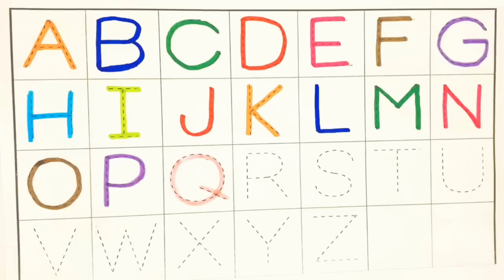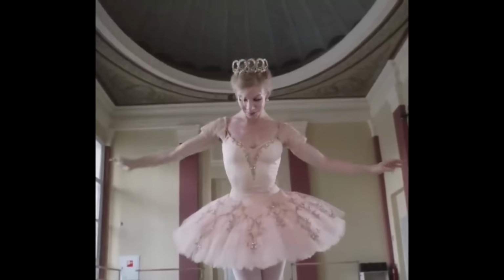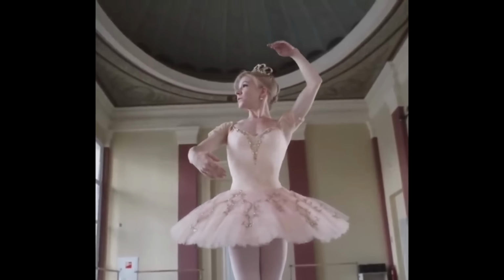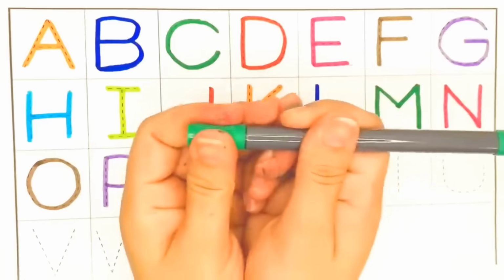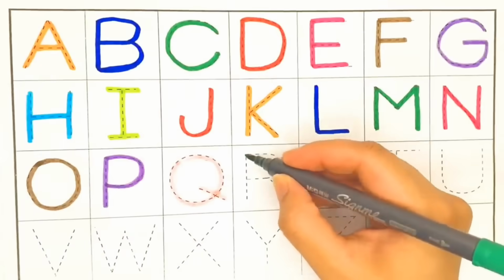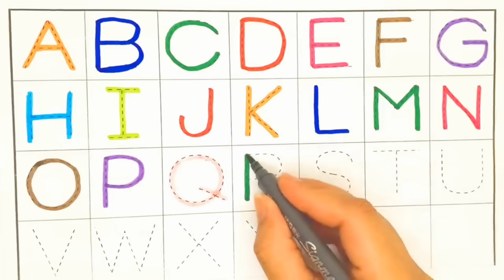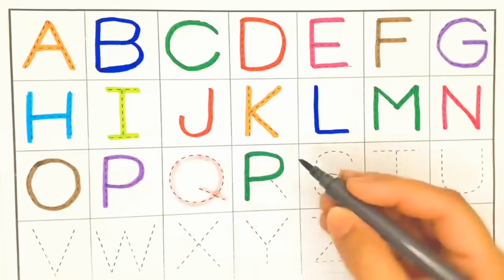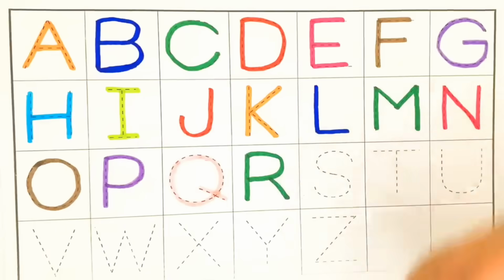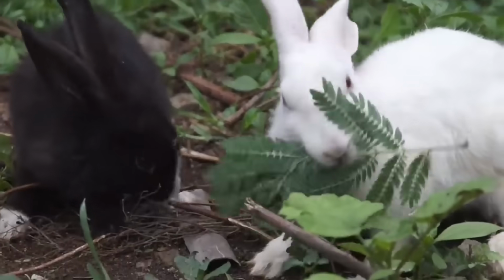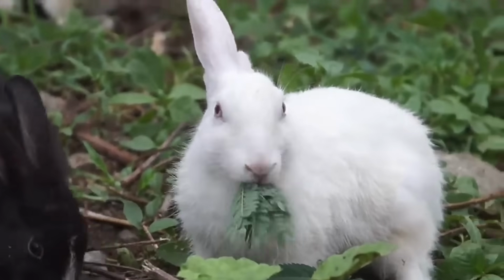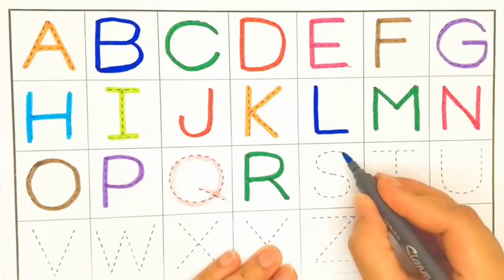Capital Q. Q for queen. The queen wears a crown. Capital R. R for rabbit. Rabbit has long ears.